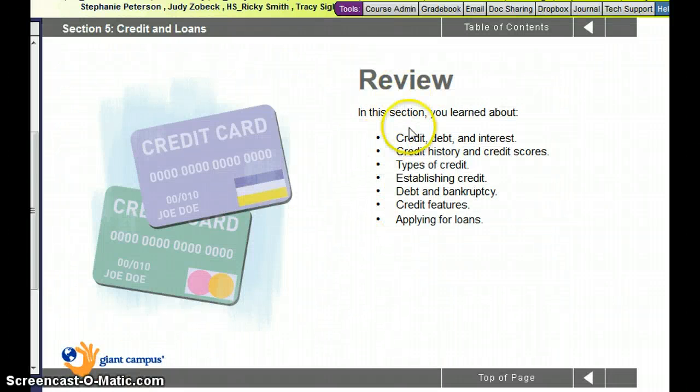So in this section, you learned about credit and debt, interest, credit history and credit scores, types of credit, establishing credit, debt and bankruptcy, credit features, and applying for loans.